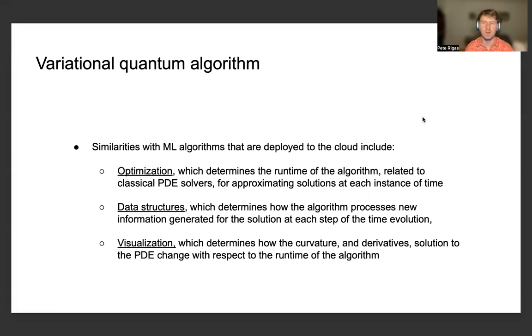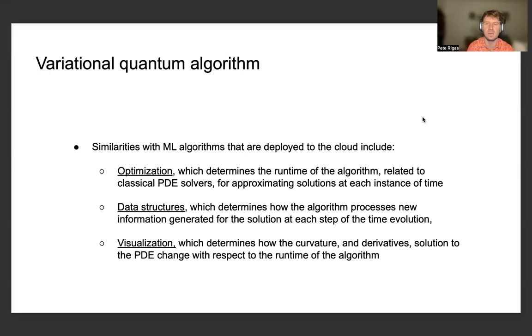So in the case of this variational quantum algorithm, there's a similarity with the machine learning algorithms that are deployed to the cloud, which include the following three items. First of all, we have to make use of optimization, which determines the runtime of the algorithm, which is related to the runtime that a classical PDE solver would have to use for approximating solutions at each instance of time.